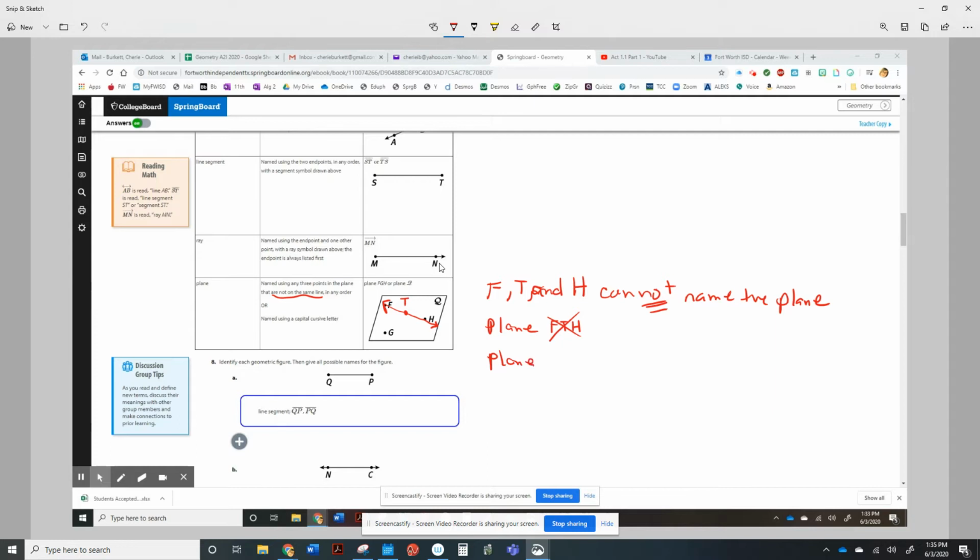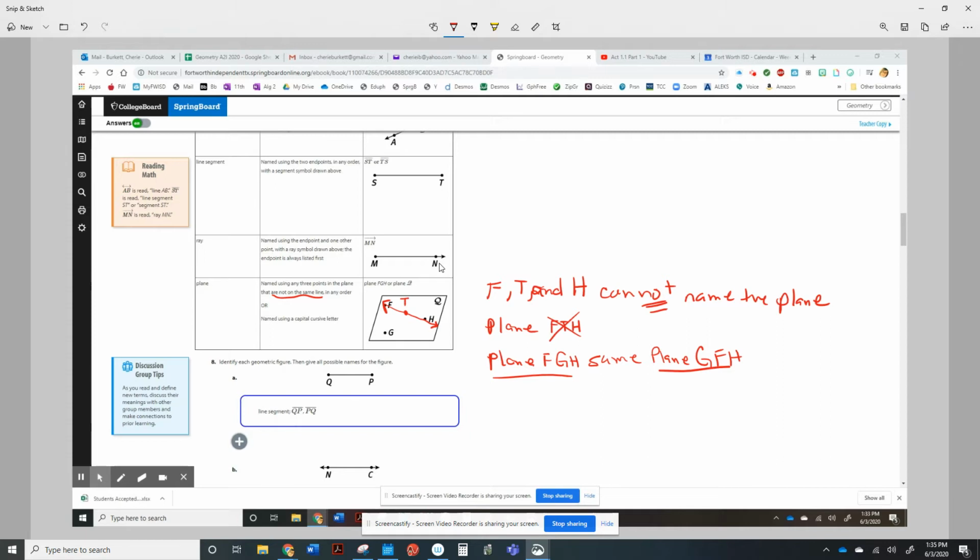So plane FGH is the same as plane GFH. That's the same plane.